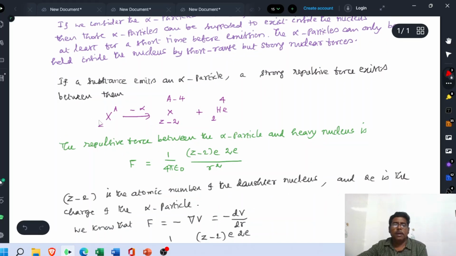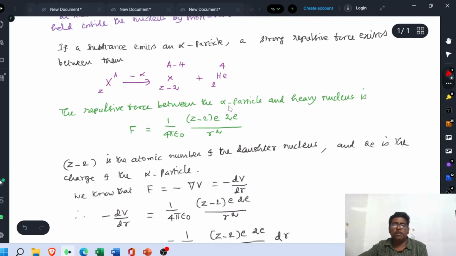See here, X with atomic number Z and mass number A represents an element. If it emits an alpha particle, the mass number is reduced by 4 units, whereas the atomic number is decreased by 2 units. Here, one alpha particle. Then the repulsive force between the alpha particle and the heavy nucleus, that means the repulsive force existing between this element and this one, is F equals 1 by 4 pi epsilon naught into (Z minus 2) into 2e divided by R square.